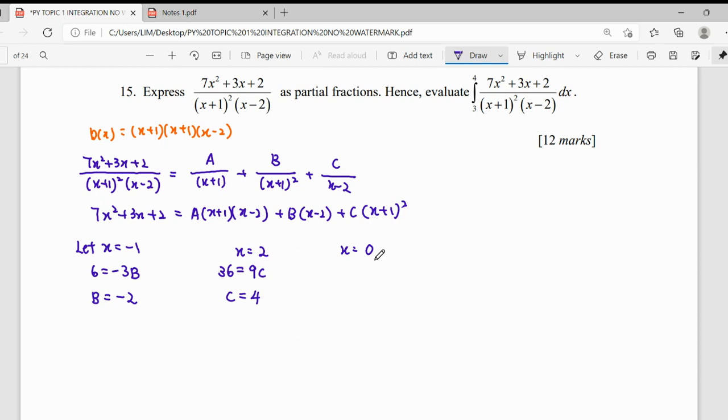Lastly, substitute x equals 0. Here we have 1 times negative 2, so negative 2A. For B, we can substitute straight away, which is negative 2 times negative 2. Substitute 0. So C is 4, here is 0, 4 times 0 plus 1 squared, so 1.